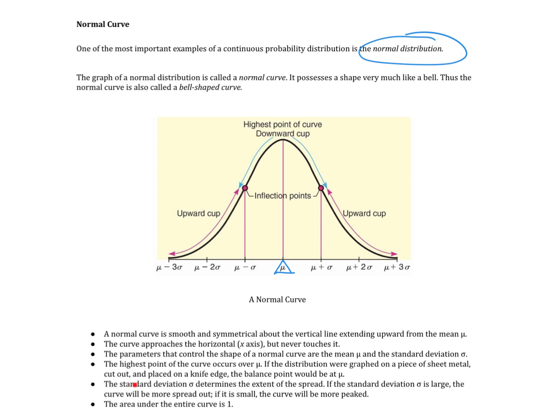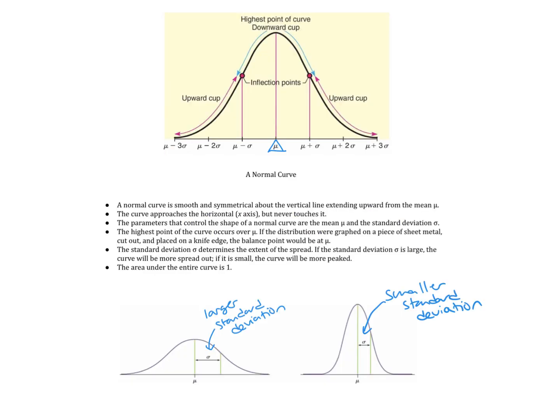The standard deviation determines the extent of the spread. If the standard deviation is large, the curve will be more spread out, and if the standard deviation is small, the curve will be more peaked. And here are some examples of those shapes. This larger standard deviation gives us a more spread out curve, meaning the data values are further away from the mean, and a smaller standard deviation gives us a more peaked shape because the data values are clustered closer together, closer to the mean.